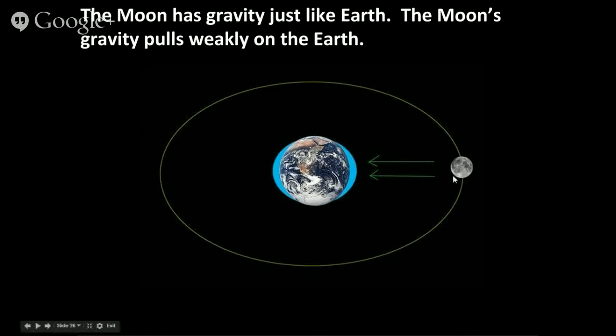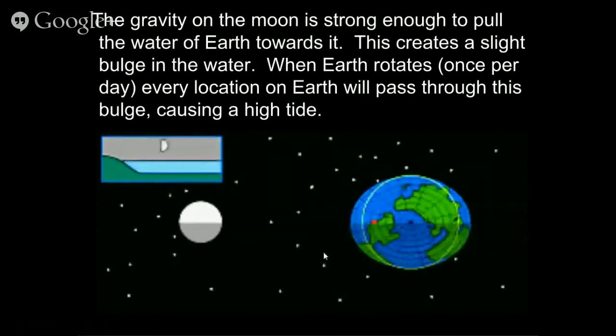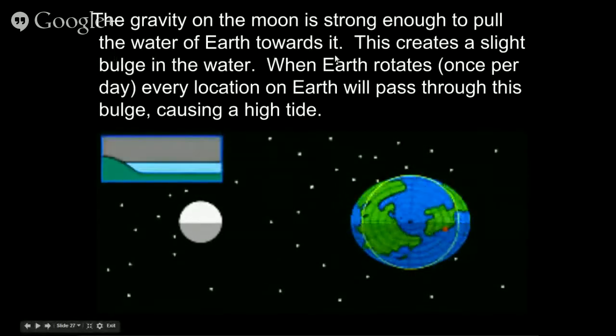The moon also has gravity. The moon is the largest nearby object to us. So the moon has gravity, but of course it's not nearly as strong as Earth's, because if you remember the size of the Earth, it is much, much bigger. However, the moon's gravity is strong enough to pull weakly on Earth. So the moon does pull very gently on Earth. And the gravity of the moon is not really strong enough to actually pull the Earth towards it for us to even really feel it. But believe it or not, the moon's gravity is strong enough to pull the water of Earth towards it. So this creates a slight bulge in the water.